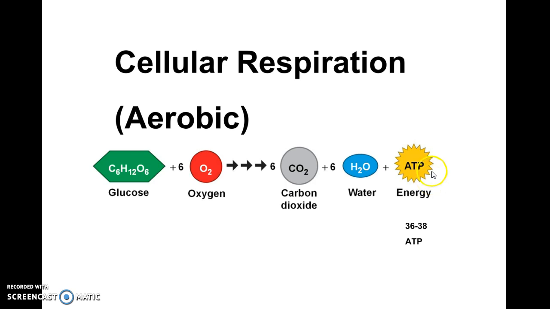Depending on who you're talking to, it's between 36 and 38 ATP produced. My general gist of this is that aerobic respiration makes quite a bit of ATP for each molecule of glucose used. Right? And the key and important thing here is that we've got oxygen involved. Okay?